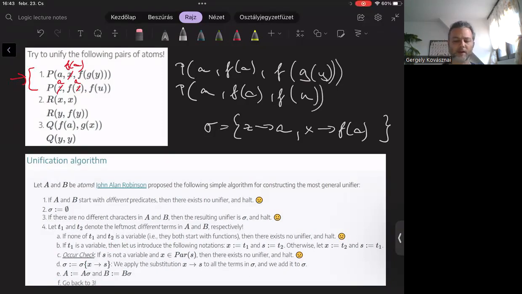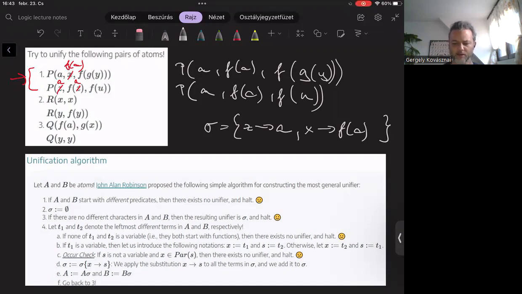In the first atom, we can find G of Y. In the second atom, we can find U. Okay, as I already explained, U is a variable. We check if U appears inside G of Y. It does not, so occur check was successful.